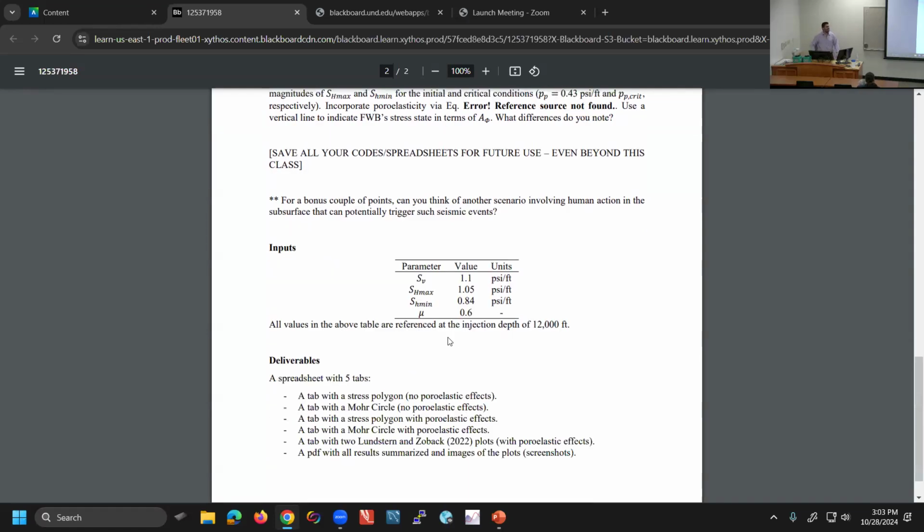So you have to have the inputs: SV, SH marks, you get everything basically. They have everything, just the PP they need to calculate. Initially, it's given.